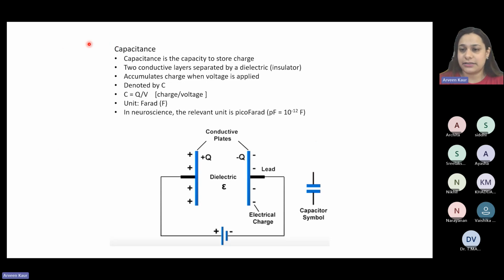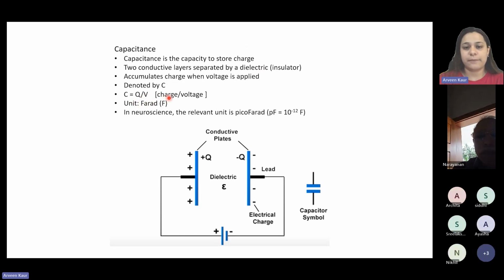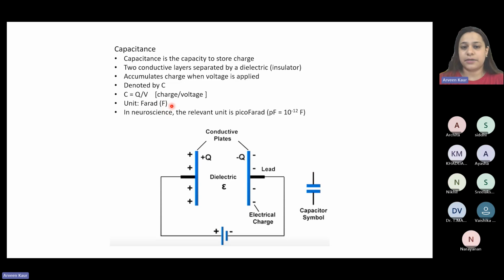Then the capacitance comes into picture. What is capacitance? Capacitance is basically the capacity of a particular membrane to store charge, right? Two conductive layers are separated by a dielectric or insulator. So there is a dielectric that is present over here, and the charge will accumulate on both the ends of this insulator or dielectric, right? It is denoted by C. The formula is C is equal to Q by V. That is, it is equal to charge upon voltage. The unit of this particular capacitance is farads, right?